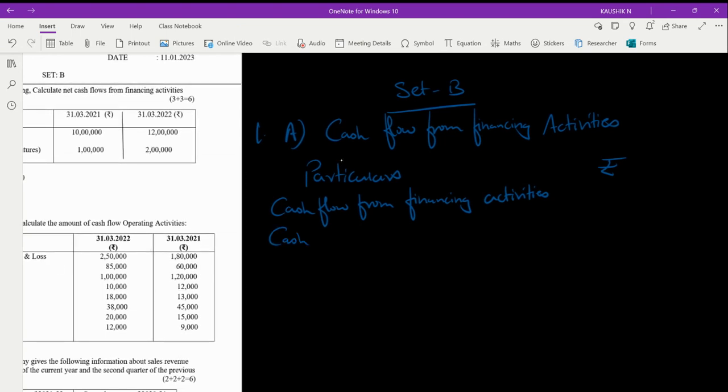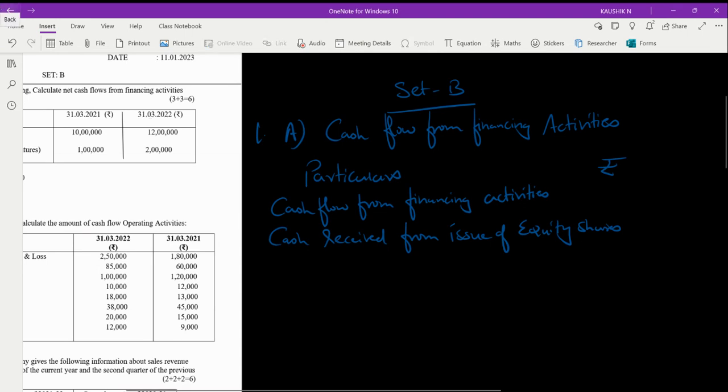Cash received from issue of equity shares. Value is 2 lakhs. Write it in the amount column. Okay. Followed by that, what else is given?